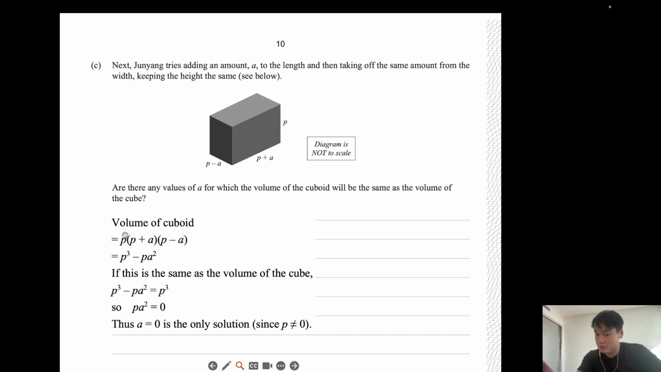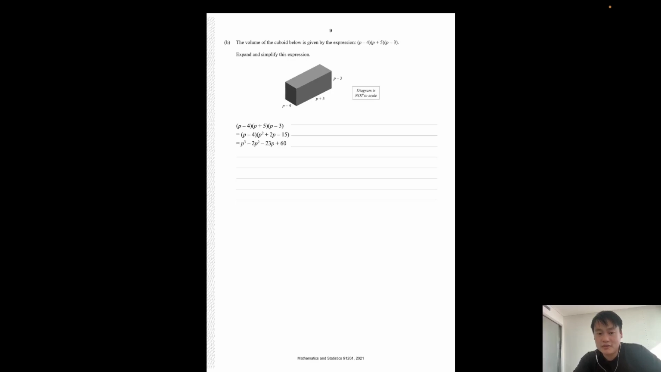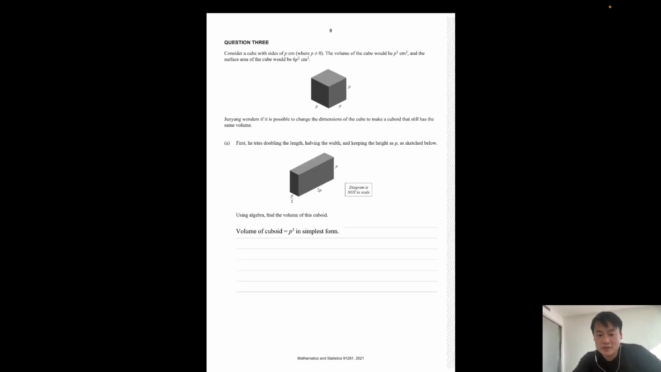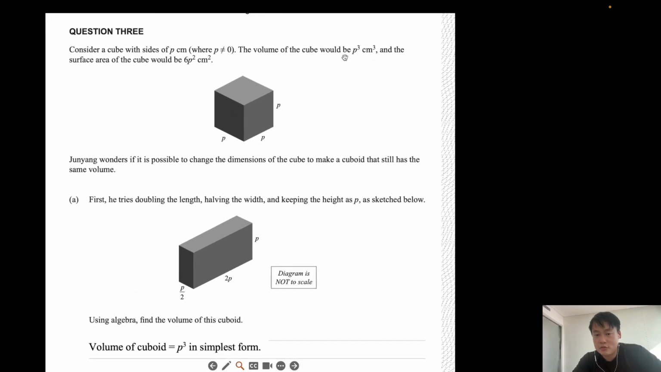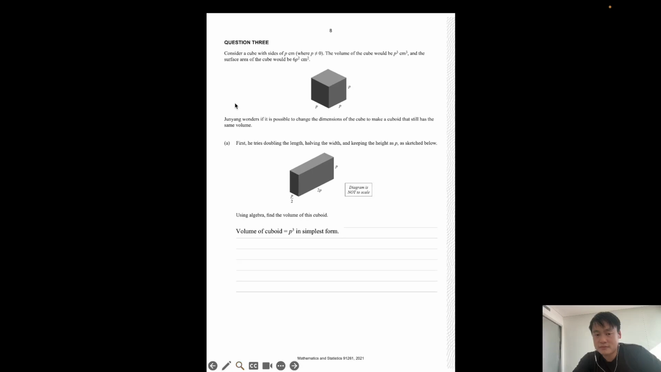And of course, you don't need to be told to simplify that. And they're saying for which it will be the same as the volume of the cube. Okay, volume of the cube. Well, go ahead and find something that represents the volume of the cube then. Isn't it just P to the power of 3? Because the volume of the cube is just P to the power of 3. In the actual exam, remember they tell you the volume of the cube is going to be P cubed at the start of the question.